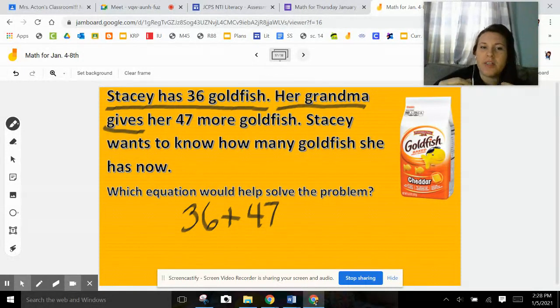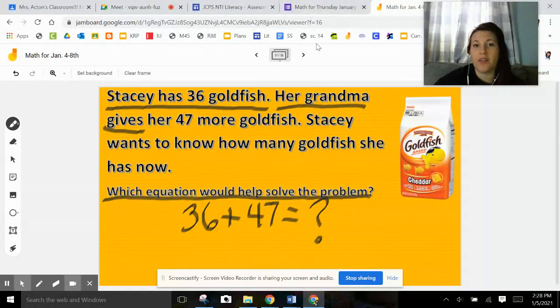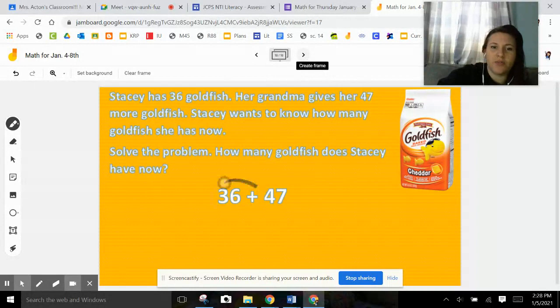Stacy wants to know how many goldfish she has now. Which equation would help solve the problem? So it looks like it's 36 plus 47. Now, this is the second part. What do you think we're going to do on the second part? Solve it. So now we've got 36 plus 47, and we have to solve it. Same exact story. Now we're just trying to solve it.